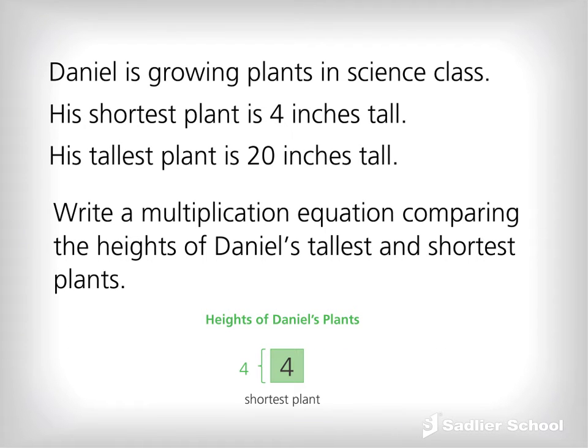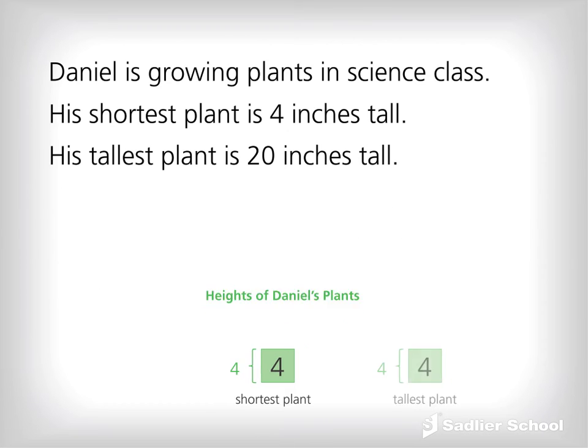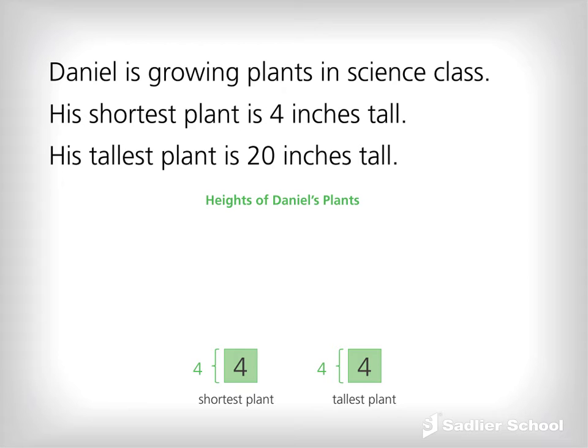The square represents Daniel's shortest plant. The shortest plant is 4 inches in height. Copy the square until you get to 20 inches, the height of the tallest plant. 4 inches, 8 inches, 12 inches, 16 inches, 20 inches. Count the number of copies of 4 inches that are needed to make a height of 20 inches. 1, 2, 3, 4, 5. 5 copies are needed. There are 5 times as many squares for the tallest plant as there are for the shortest plant.